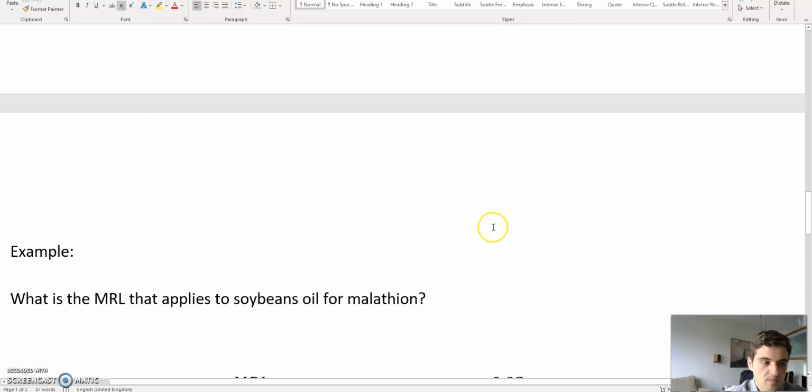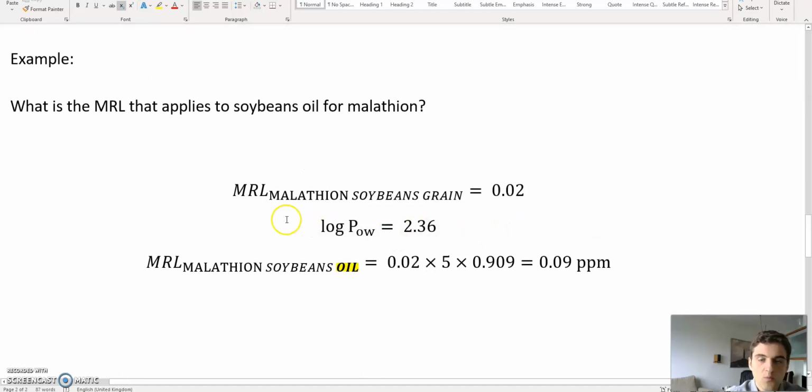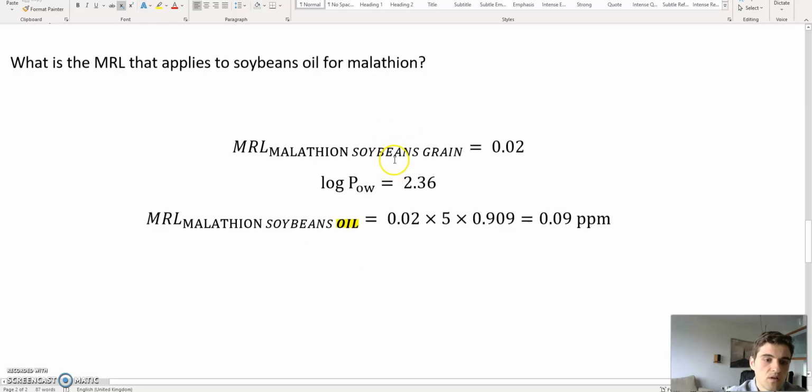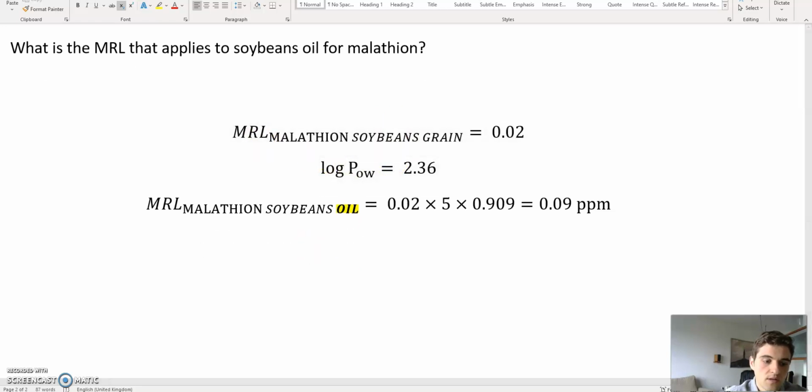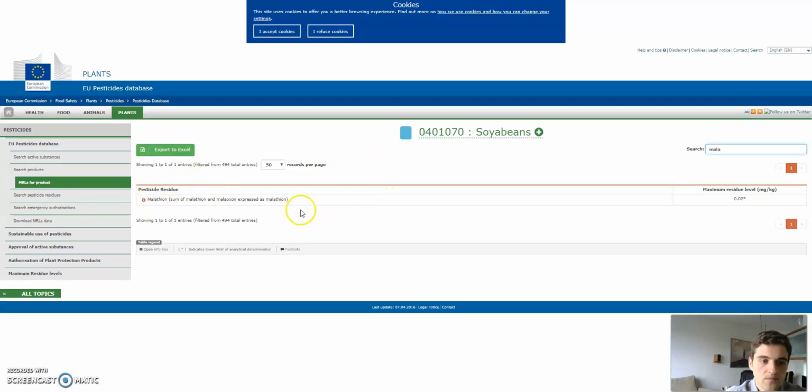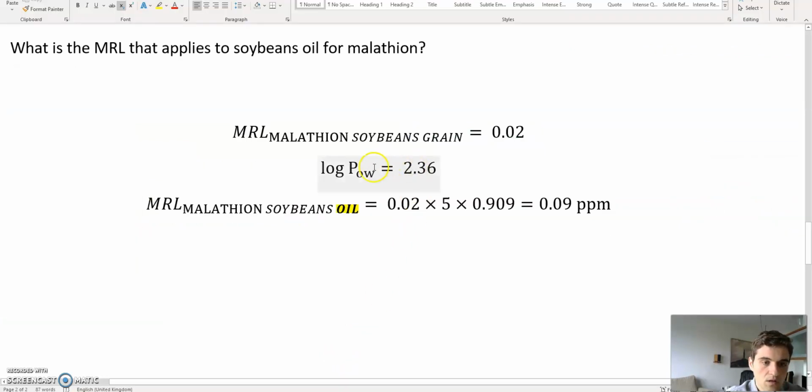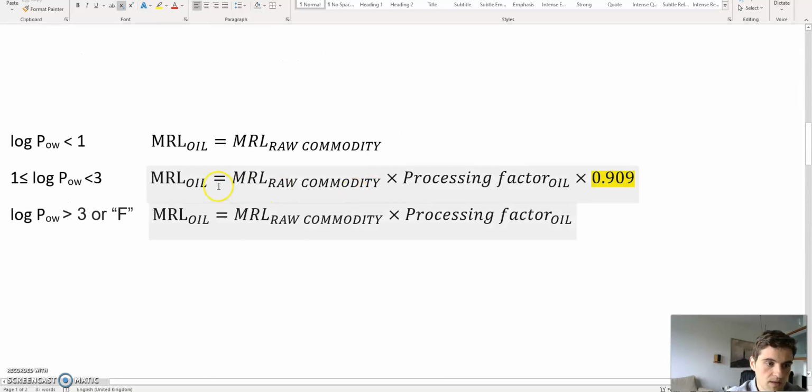So let's see an example. What is the MRL that applies on soybeans for malathion? Well, we need to go to the source, and we see that the MRL that applies to the raw commodity, the raw soybeans, is 0.02. And if we check on the internet, we will find that the log POW of malathion is 2.36. So we need to apply this formula in the middle with the coefficient.